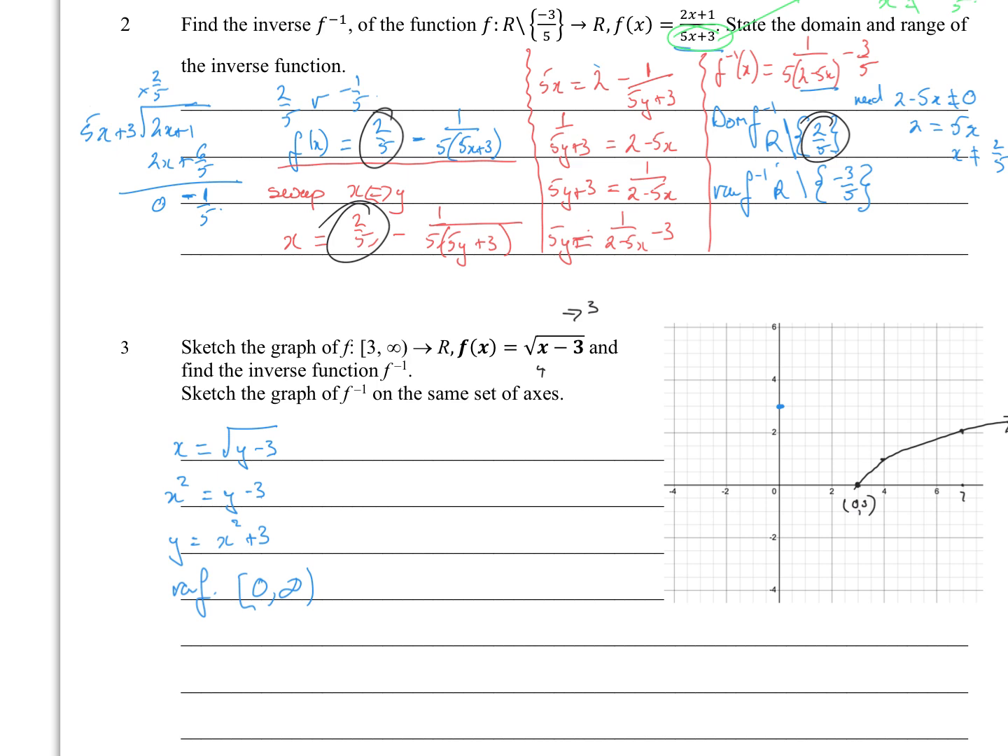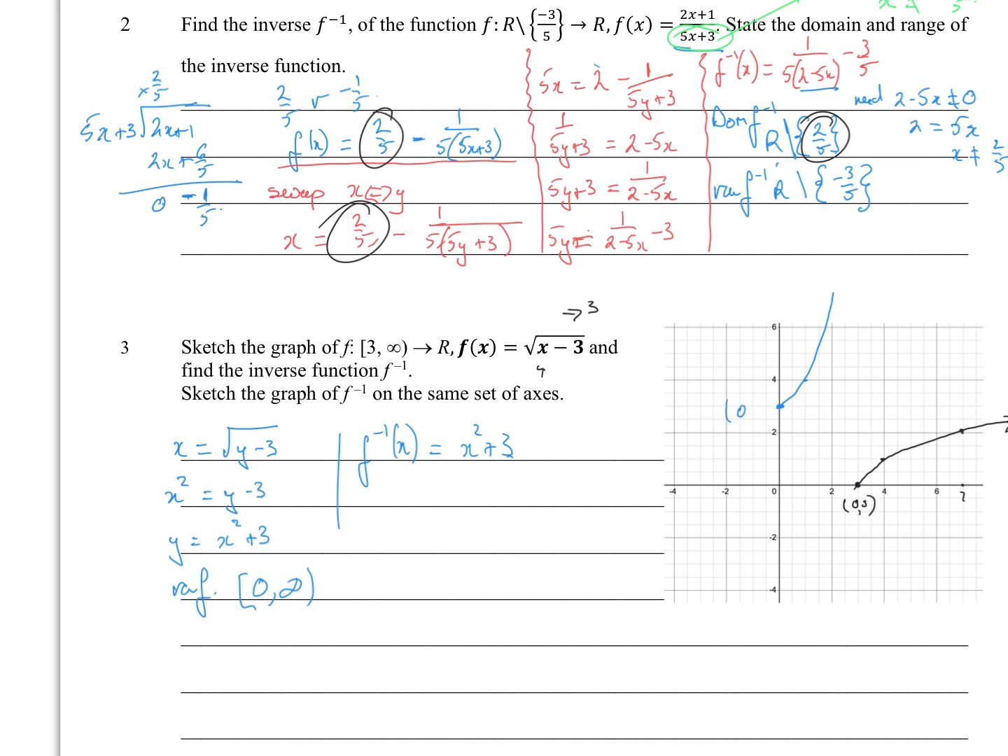So, oops, I forgot to write down f inverse of x is equal to x squared plus 3. And if I put x equal to 1, I'm going to get 4. So the point 1, 4 might be up there. If I put x equal to 2, I get 7, which might be up there. So the inverse will be up here like this somewhere.